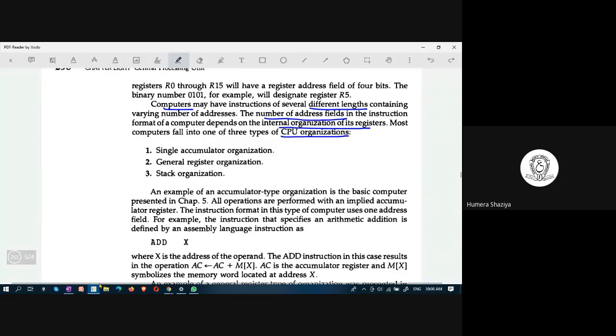In this topic, we are going to study about CPU organizations. A general instruction has 16 bits. Mode bit 1, opcode 3, address bits 12. So 12 plus 4 is equal to 16. Essentially, in this format, there is one address and there is one operation code.